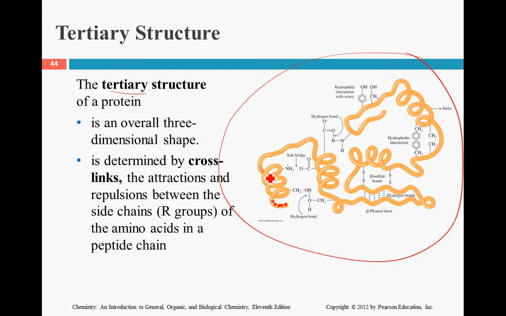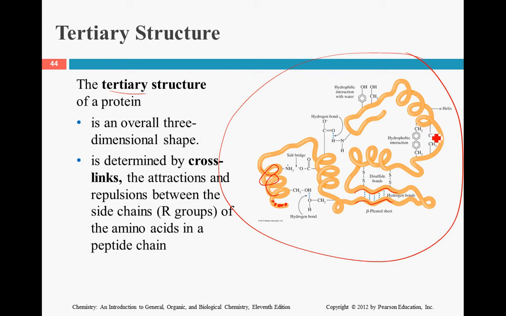For instance, this is an alpha helix. Here are beta sheets. So those are small interactions. Tertiary is once it's got to the secondary, how it's interacting with itself and its environment.